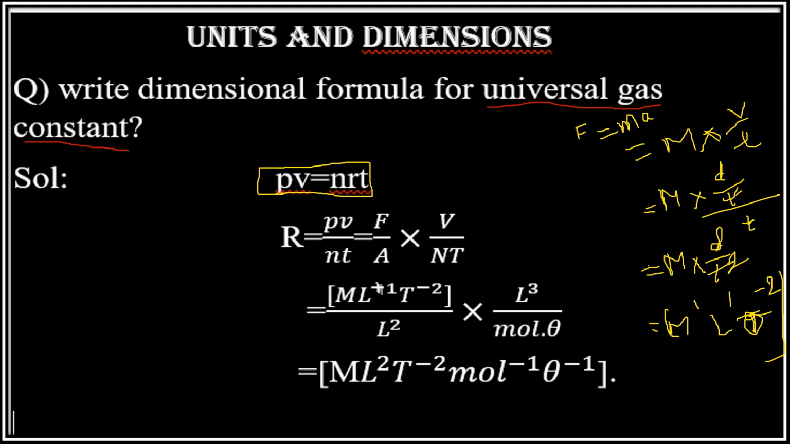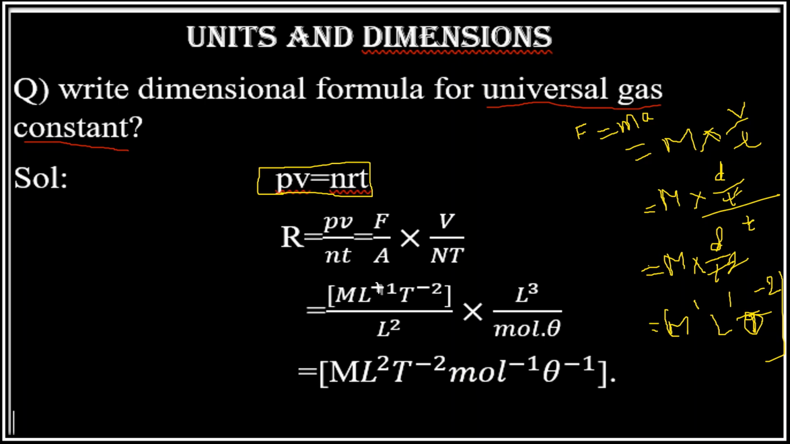Base is area, means L square. Volume means L cube. Number of moles means we represent it in mole. Capital T refers to temperature, that we write by theta. Here T refers to time. While solving, we get L square cancelled here.